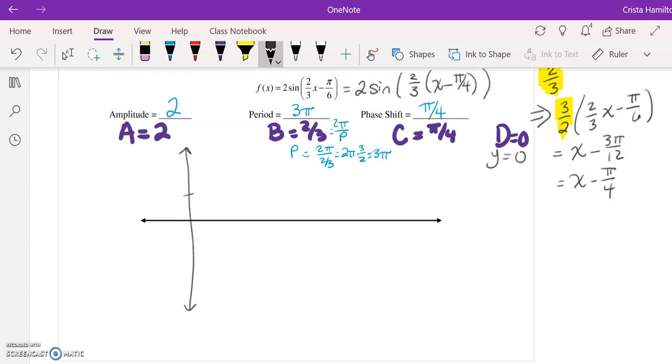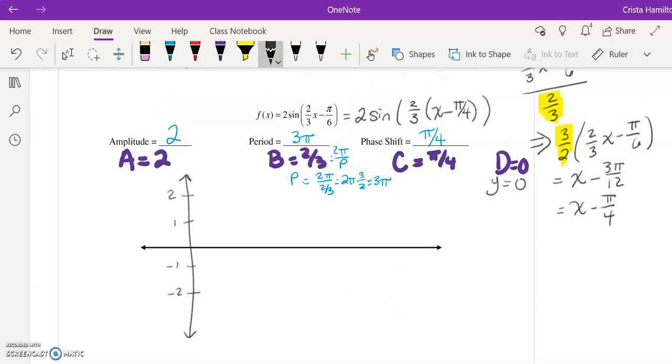I know that I need to go 2 above and 2 below, so I'm going to mark those here, -1, -2. We also know that this is a sine graph, so we're going to remember that our sine is going to be inflection, max, inflection, min, inflection. So we know we're ready to start, but now what we have to worry about here, and what makes this a more challenging problem, is that we need to determine the beginning of the period from the phase shift.